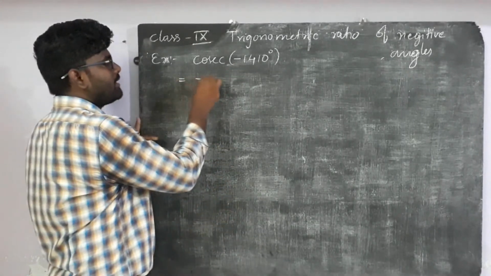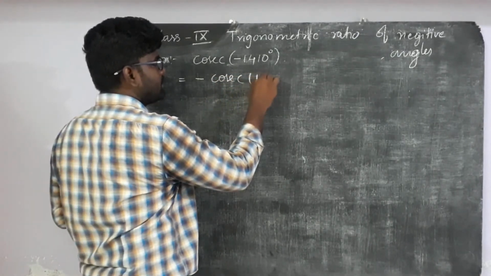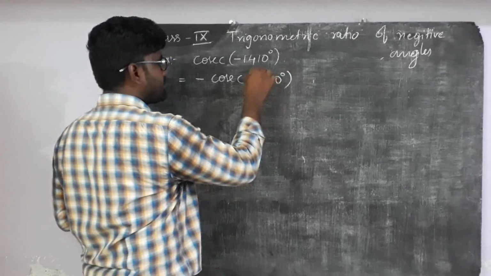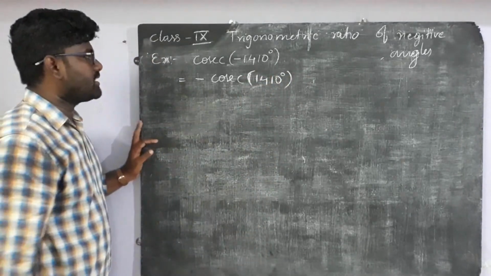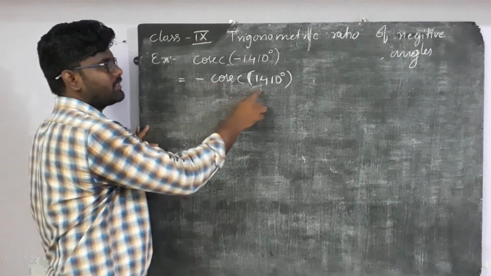That means what are we getting? Minus cosecant 1410 degrees. Okay, cosecant minus 1410 degrees, what we are getting? Minus cosecant 1410 degrees.